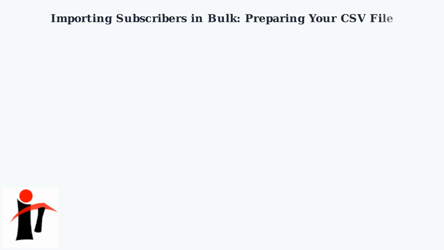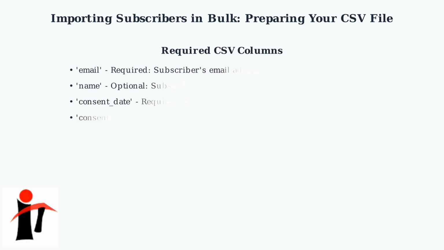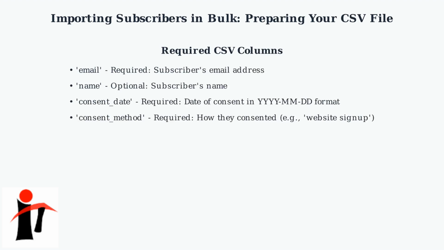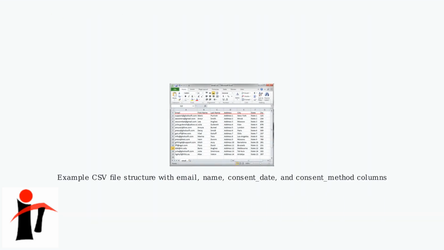For bulk imports on Substack, you'll need to prepare a CSV file with specific columns to ensure successful and compliant imports. The CSV file must include these columns. Email is required for the subscriber's address, name is optional, consent date shows when they agreed to subscribe in YYYY-MM-DD format, and consent method describes how they opted in. Here's an example of what your CSV file should look like. Notice the columns for email addresses, names, consent dates, and methods of consent.